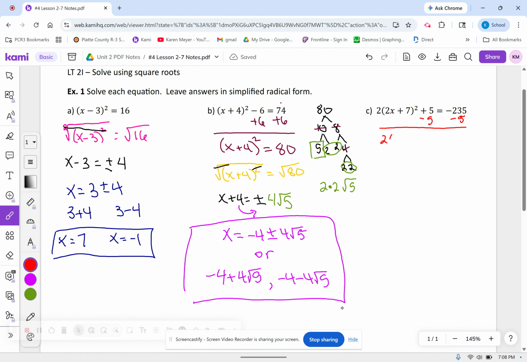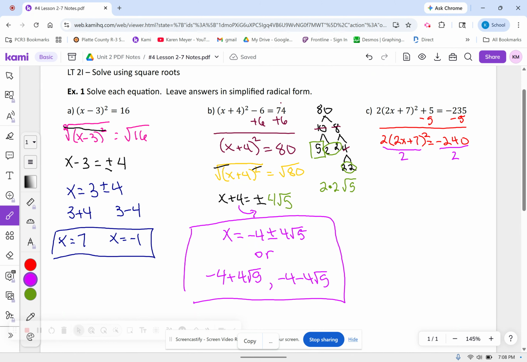So then you have 2 parentheses 2x plus 7 quantity squared equals negative 240. And then you want to get rid of the coefficient in front. You are not allowed to distribute the 2. This parentheses has a power, so if your parentheses has a power, you are not allowed to distribute a coefficient into it. So if I cannot distribute into it, then that means I want to divide the coefficient away.